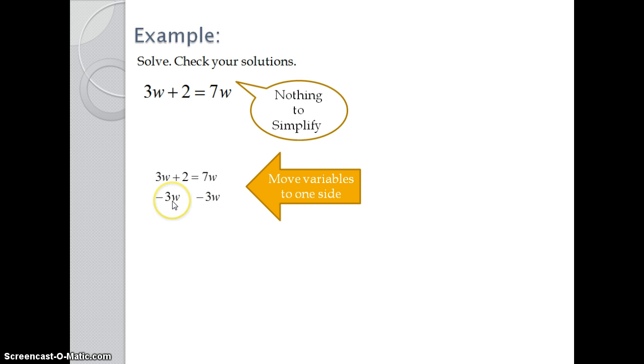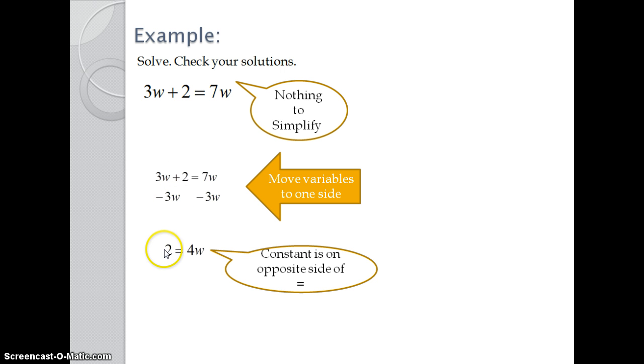3w minus 3w is just 0. Bring down my 2. 7w minus 3w is 4w. Okay? Now my third step says to get the constants to the opposite side. Well, my constant in this problem is 2, and just because of the way this problem played out, when I move the variable to the right-hand side, my constant is already on the left-hand side. So I don't need to move that again. It's already on the opposite side, so it should be easy to solve from here.